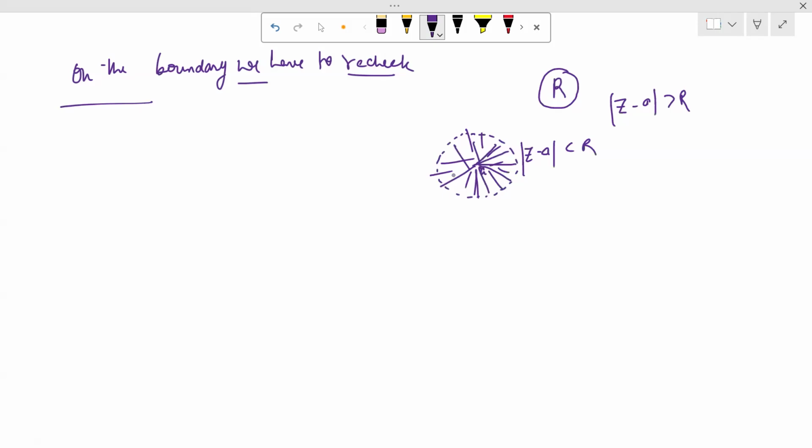Okay. R is a member of the real extended number system. So you can have radius as infinity also, and you can have radius as zero also.